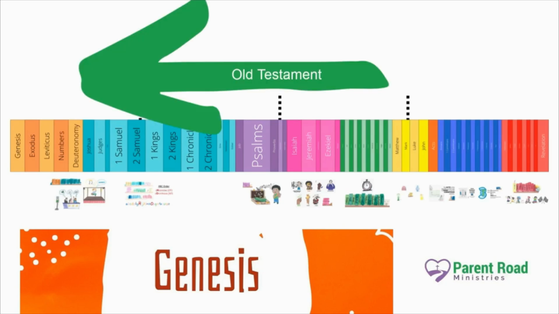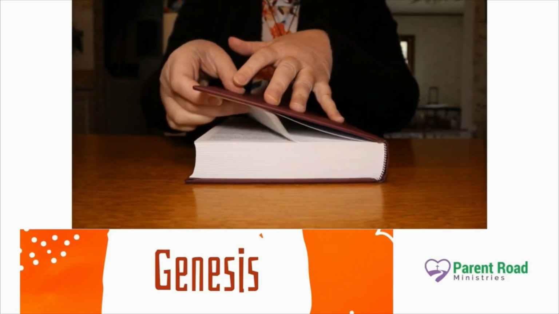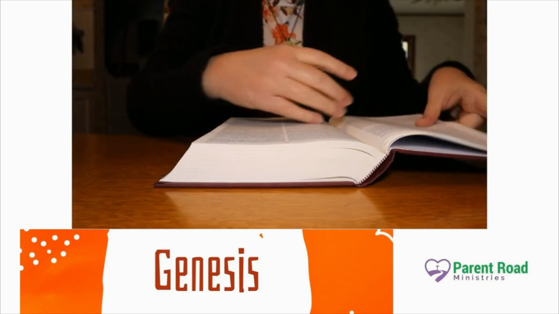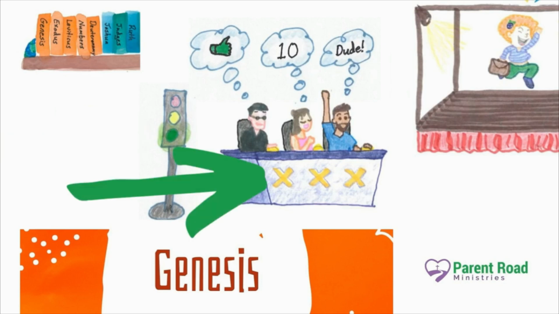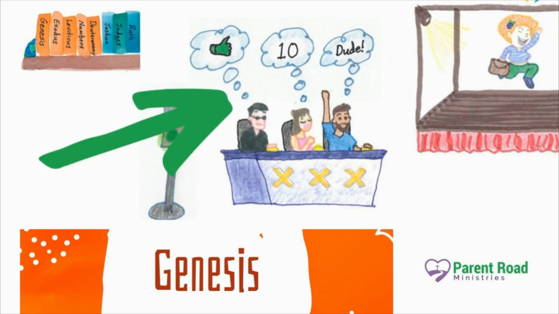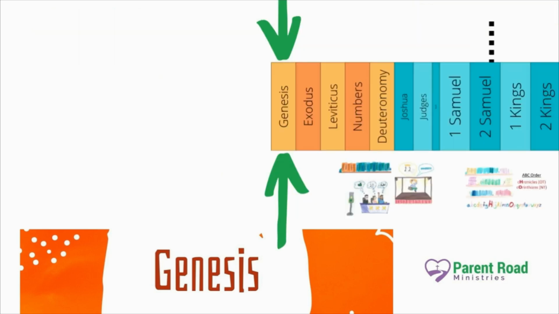Let's look at how to find it quickly. Genesis is in the Old Testament. It's a book of the law. Open your Bible at the beginning and flip forward, past the table of contents, to find the book you want. The green light is go for Genesis. Exodus is the X. Levi likes it. Numbers, and dude is Deuteronomy. Genesis is the first book of the Bible. Genesis, Exodus.